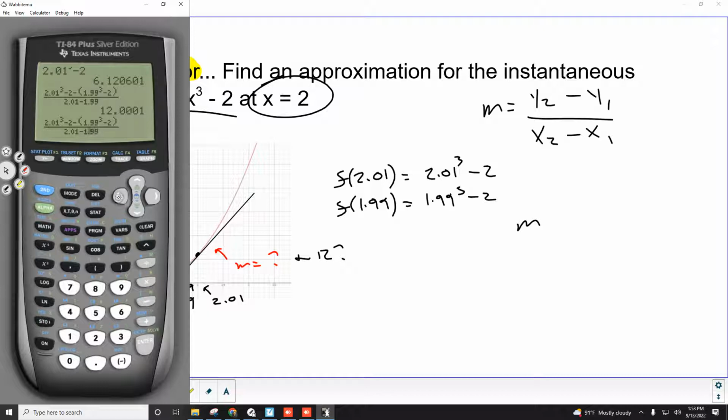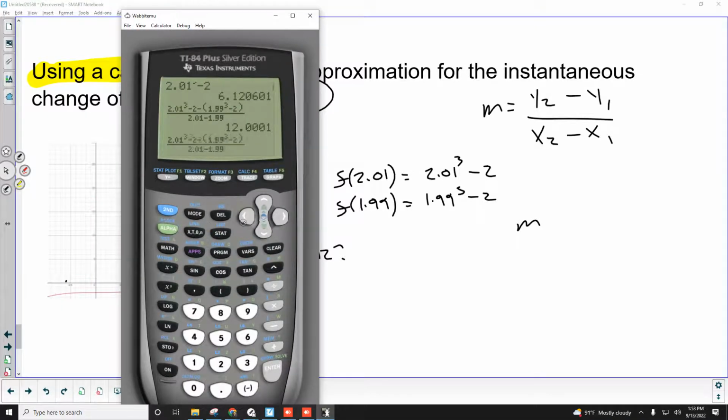2.001. Anybody think about just getting closer to the point? Hopefully. If not, whatever, no big deal. If you said, why don't we just get closer? And if I found this, and this is why calculators are great, because you can do complex calculations very quickly. Oh, yeah, I got even closer to 12.